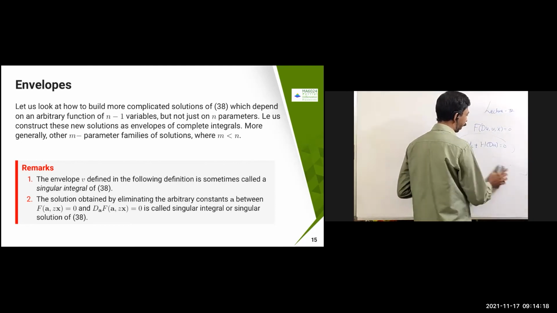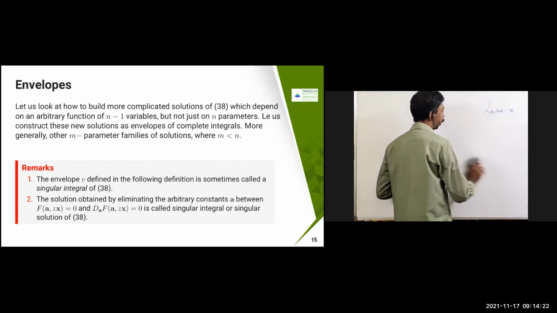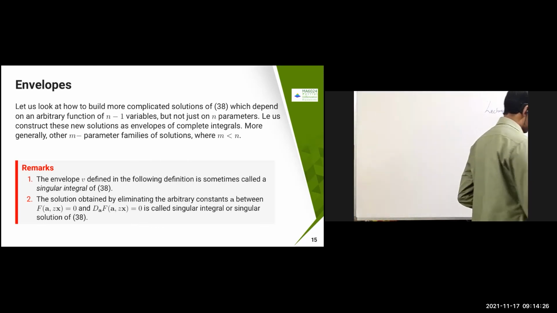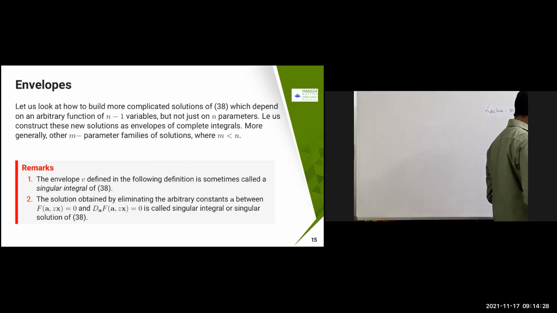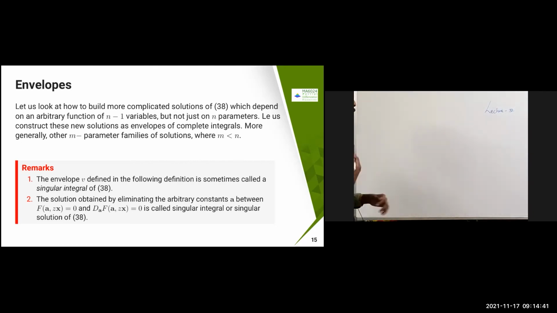Envelope is again kind of a geometrical concept. This is very important in some of the differential geometry topics. So let us see how to build more complicated solutions for our problem, because you have n arbitrary constants. So what I'm going to do is build on n-1 variables.